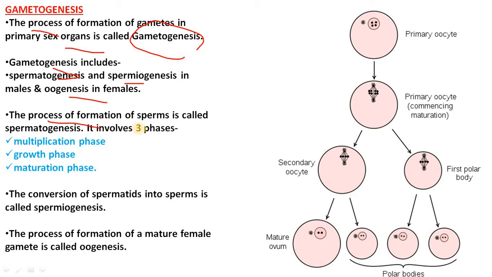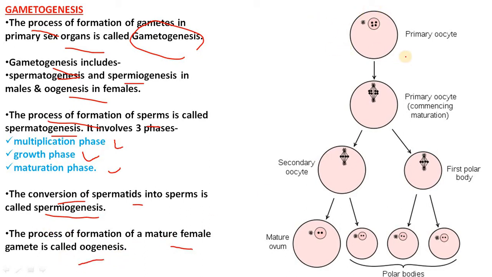The process of formation of sperms is called spermatogenesis. It involves three phases, as I said: the multiplication phase, the growth phase, and the maturation phase. And the conversion of the spermatids into sperms is called spermiogenesis, and the process of formation of the mature female gamete is called oogenesis.